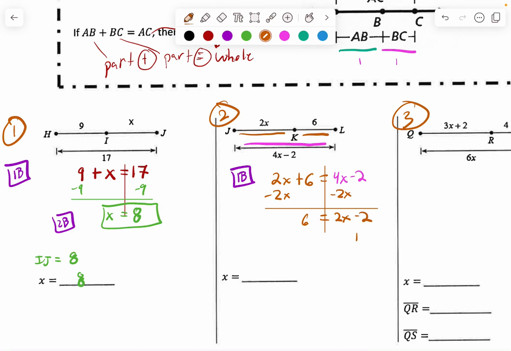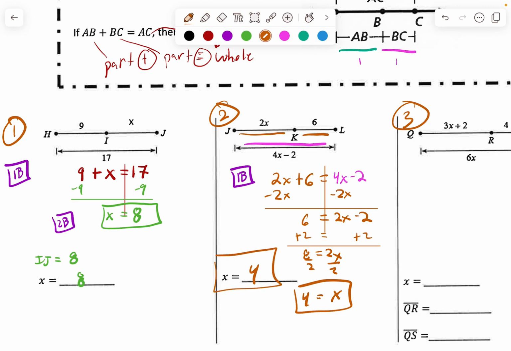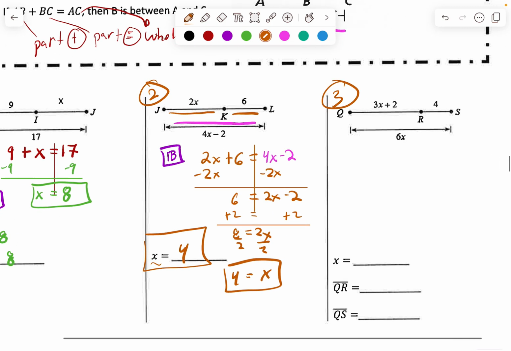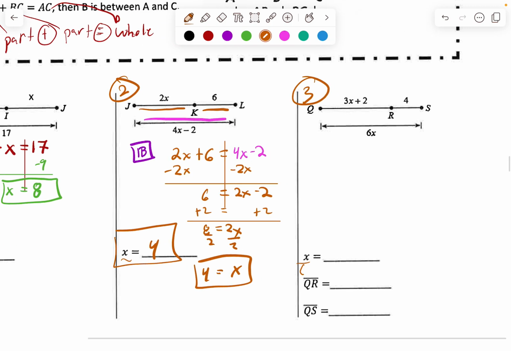Okay, add 2. Get 8. Divide by 2. I'm going a little faster because I don't want to have you watching this the whole time. X equals 4. Excellent. Okay, so that's another one in the books. It just asked for x in this one, but look over here. This one's going to ask for x, but then it wants us to put in for these other QR, QS values. So let's look at what this looks like.